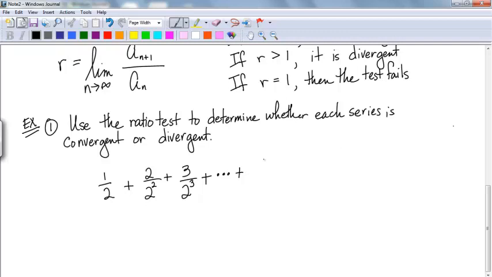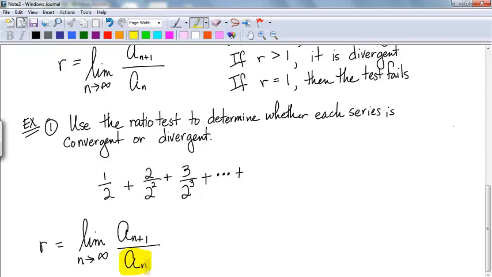Okay, and on this one, the author may or may not give you the formulas. Let's say on this one I don't give you the formulas. When you use the ratio test, R equals the limit of a sub n plus 1 over a sub n as n goes to infinity. Now first you have to figure out a general formula for the terms.